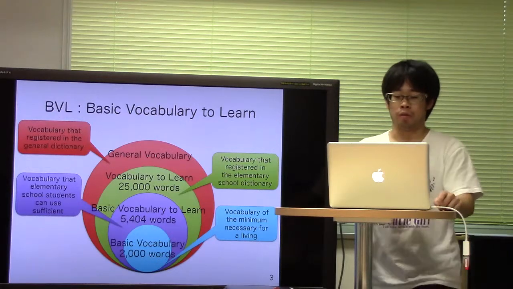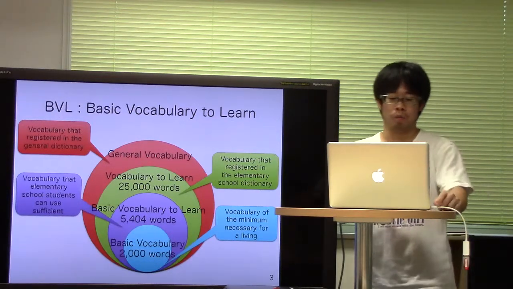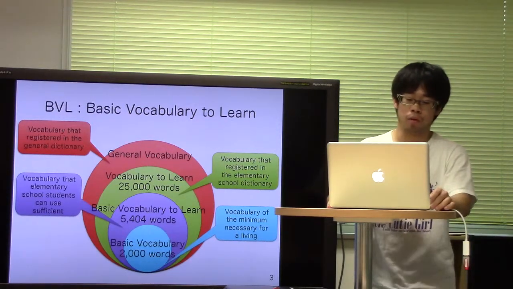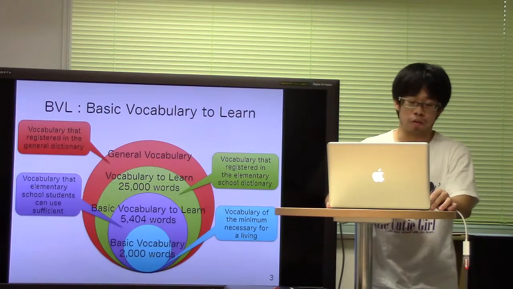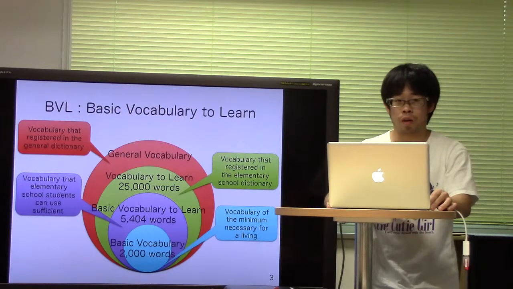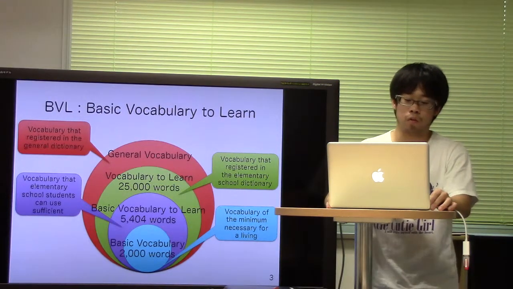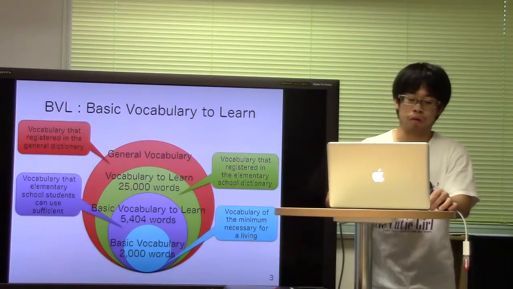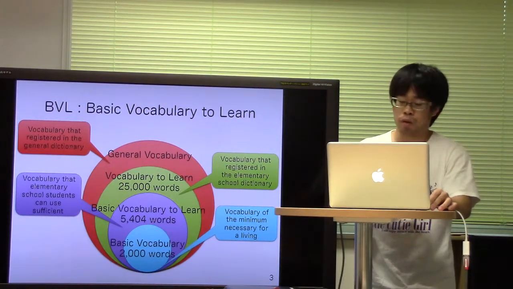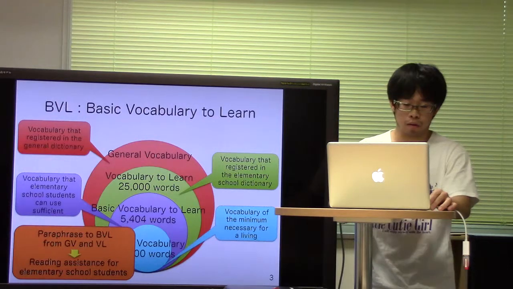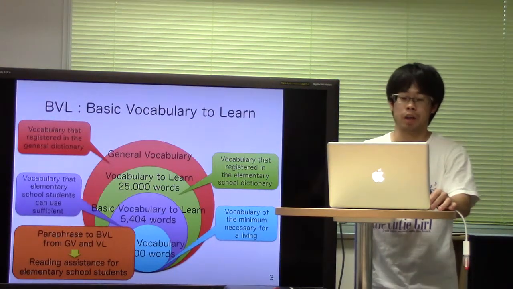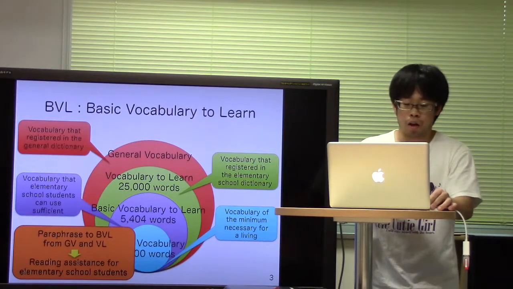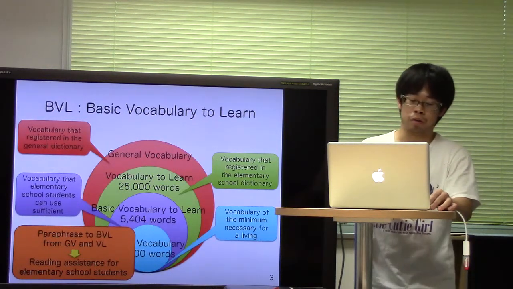Basic vocabulary to learn is a collection of words selected based on lexical analysis of elementary school textbooks. It contains 5,404 words that can help children write expressively. We provide reading assistance for elementary school students by paraphrasing general vocabulary into basic vocabulary to learn.